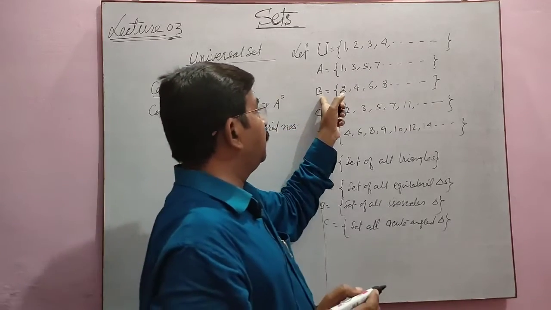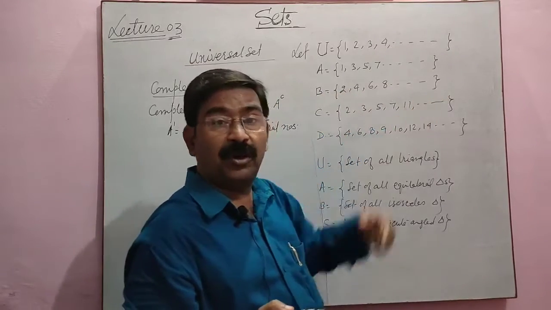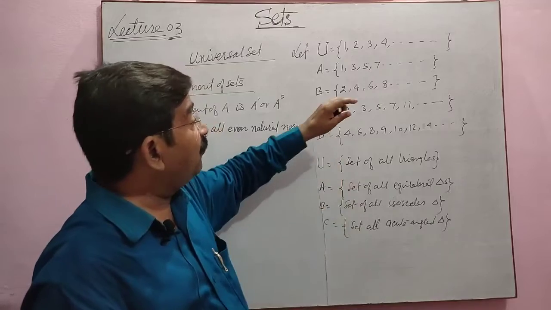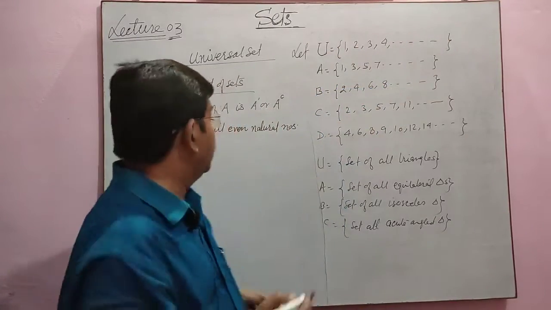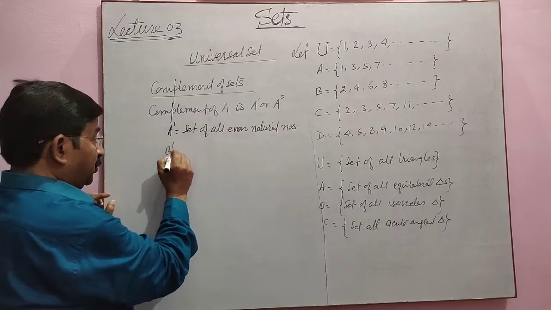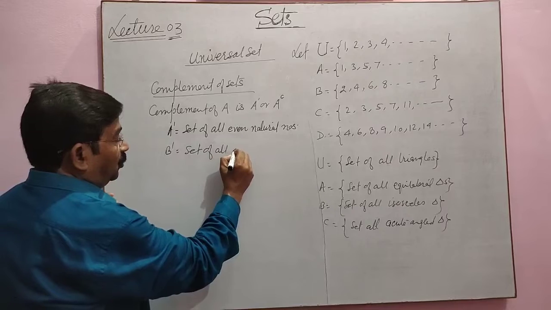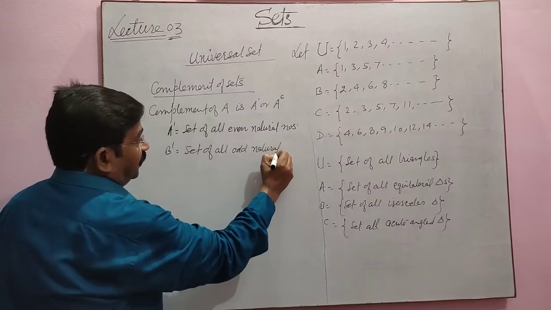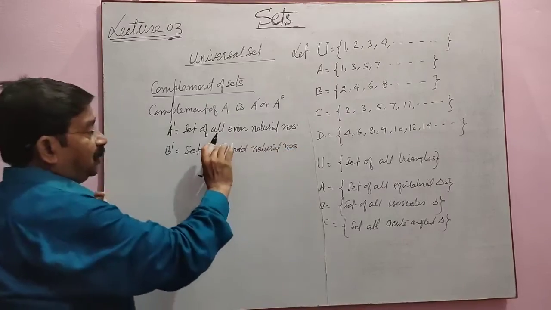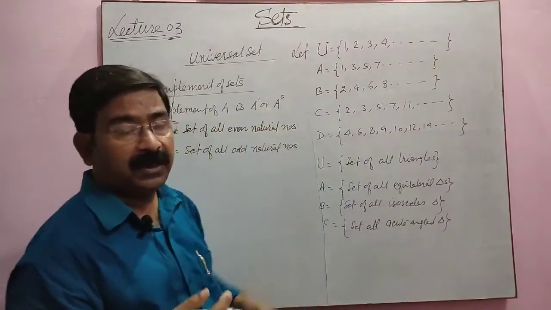Similarly, if you find the complement of B, B is the set of all even natural numbers. So when we remove these even natural numbers from the universal set, what is left? If you find B dash, what is it? The set of all odd natural numbers. Means even numbers are removed, odd numbers are left.